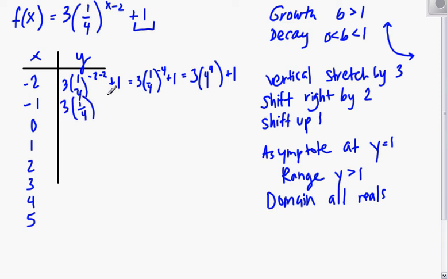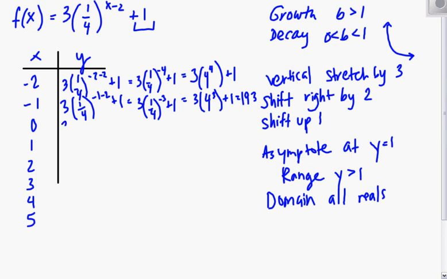3 times 1/4 to the -1 minus 2 plus 1. I get 3 times 1/4 to the -3 plus 1, which is 3 times 4 cubed plus 1. Well, 4 cubed, that's 4 times 4 times 4, which is 64, times 3, plus 1, which is going to give me 193. Again, really big number. I'm not going to graph that.